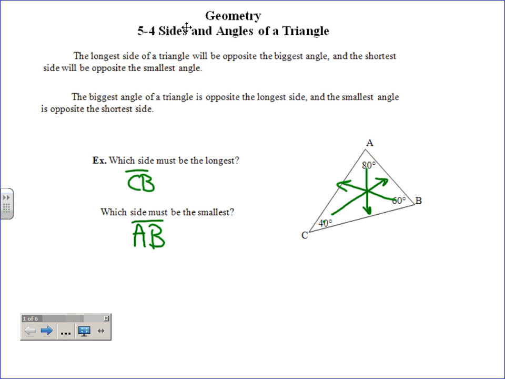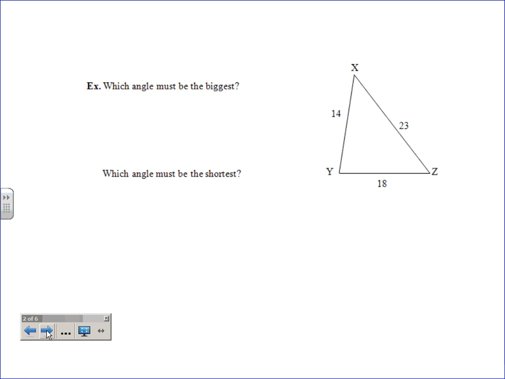So that in itself is pretty straightforward, but it's really nice if I only give you one triangle. It gets a little more complicated. But why don't you try this one, just take a second or two, and figure out which angle must be the biggest and which angle must be the smallest, I should say. They're not shortest. That's not very good grammar. So which is biggest and which is smallest?